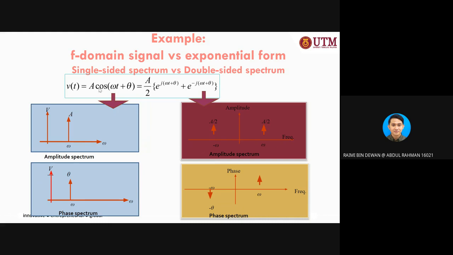So this A cos(omega t plus theta) is your amplitude spectrum and your phase spectrum. And then this is the double-sided one, where you have omega and negative omega. Then you have the amplitude divided by 2, which is half of the time polar form. Then for the phase, you have positive and negative, at omega and negative omega.